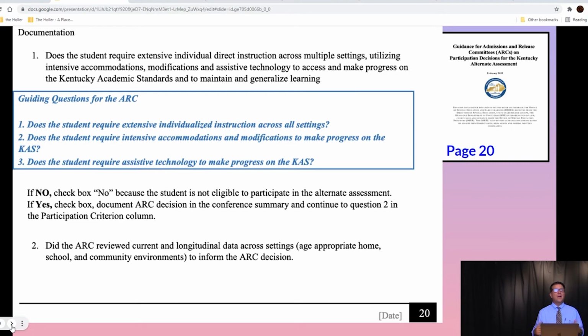Does the student require extensive, it lists that question. Does it require extensive individualized instruction across all settings? Does it require intensive accommodations and modifications to make progress? And does it need assistive technology to make progress? And if any of the questions are no, then we would stop. But if the questions are yes, then did the ARC review the current and longitudinal data across settings and the need for these extensive individualized instruction, extensive accommodation modification, and extensive use of assistive technology to make progress and access the general curriculum.